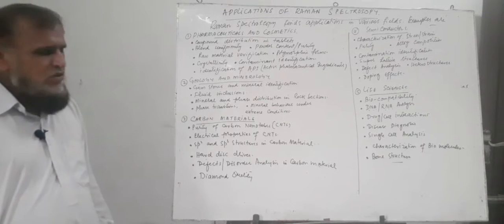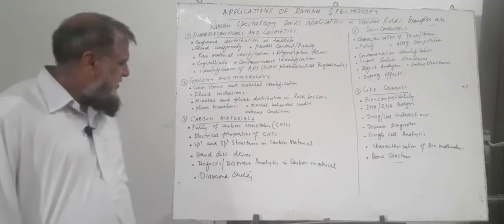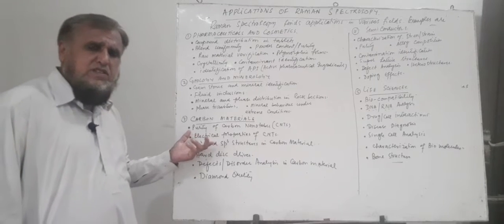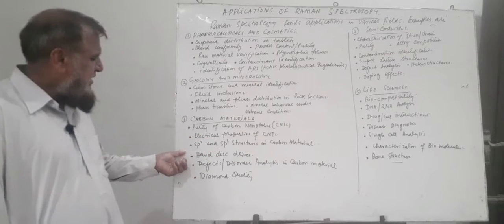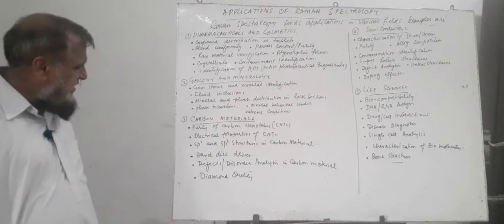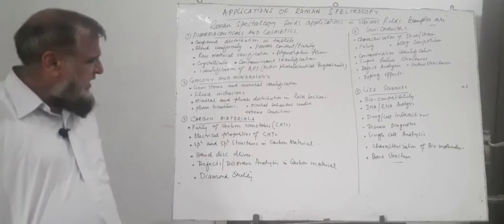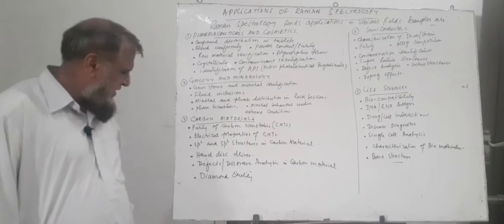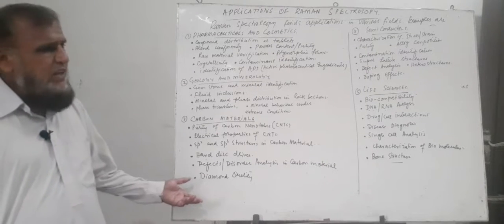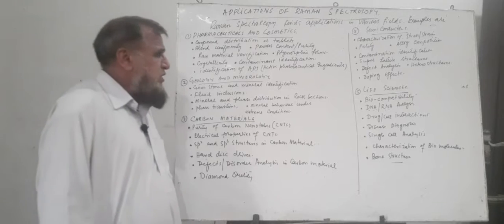We can find out whether in a carbon material sp2 or sp3 structures are present or not present. They are used in hard disk drives. We can find out defects or disorder analysis in carbon materials. The quality of diamond can also be checked by using Raman spectroscopy.